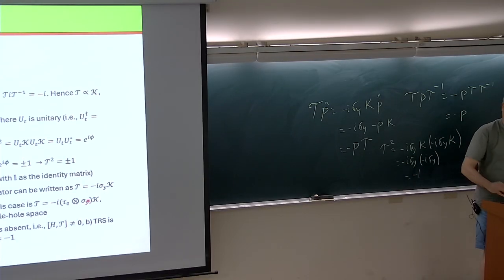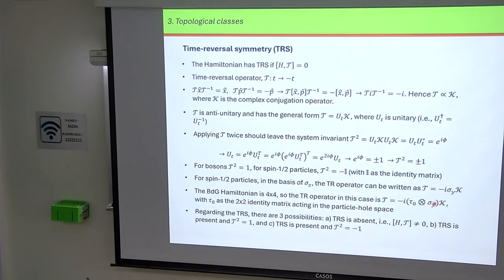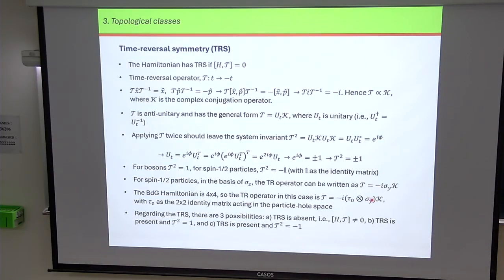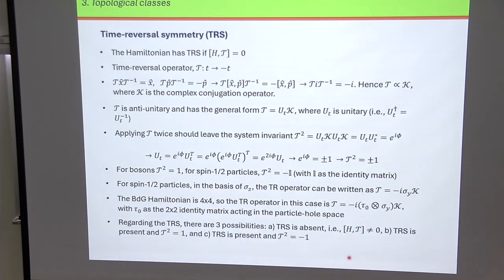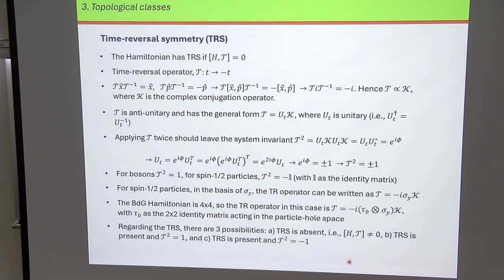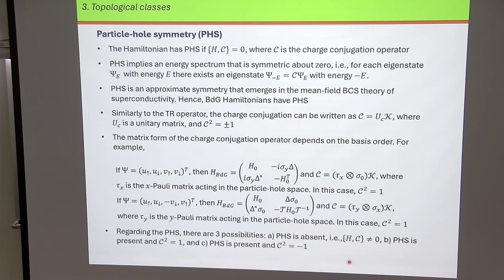All right, so when you know what your time reversal operator is, you just check whether it commutes or not with your matrix, and then you have three possibilities. One is that it doesn't commute, then you don't have this symmetry. And you have another two possibilities: it commutes and T squared is equal to 1, or it commutes and T squared is equal to -1.